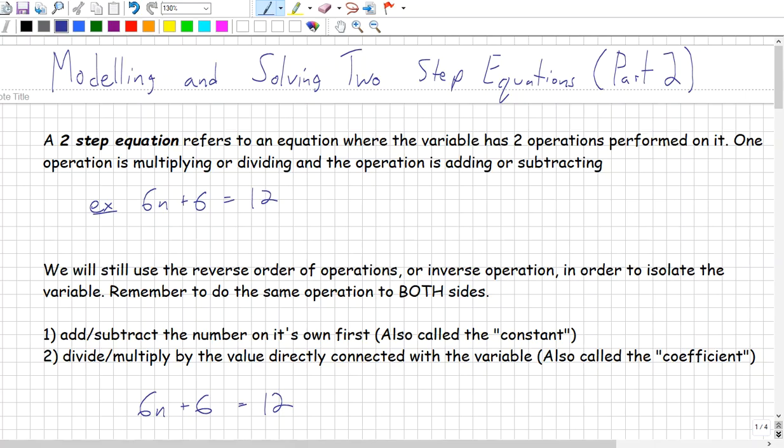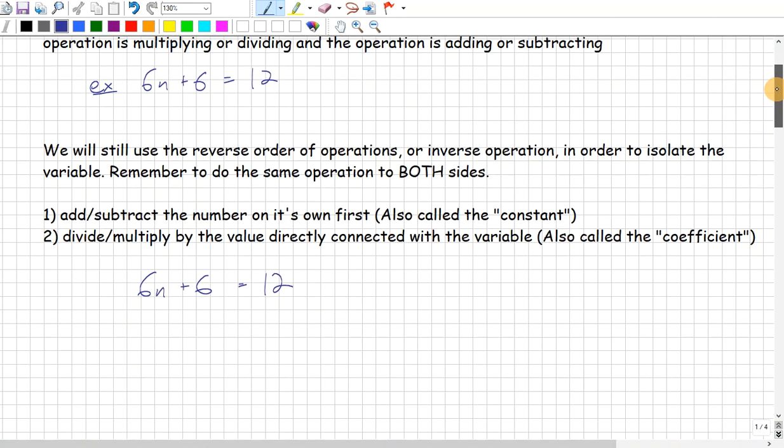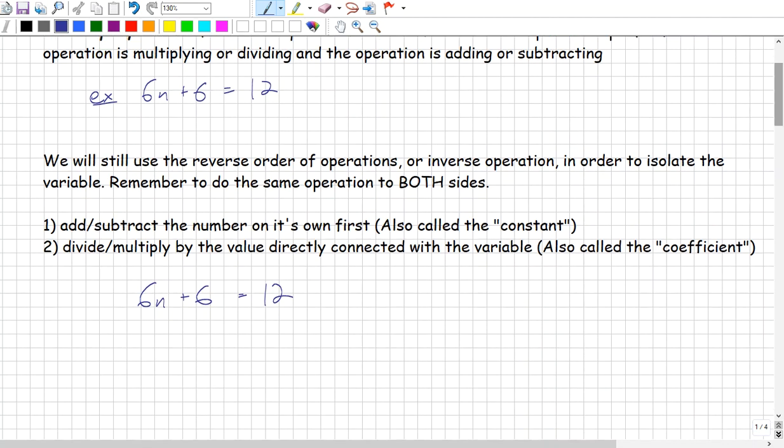So in order to get rid of it, as we will see below, we will still use the reverse order of operations to isolate the variable. And remember that we have to balance that equation, so we have to do the same thing to both sides. Step 1. Step 1 is we're going to look at the plus 6, and we're going to get rid of the plus 6 by subtracting. Okay, so this is also called the constant. It's a number by itself. So I'm going to subtract 6 on both sides.